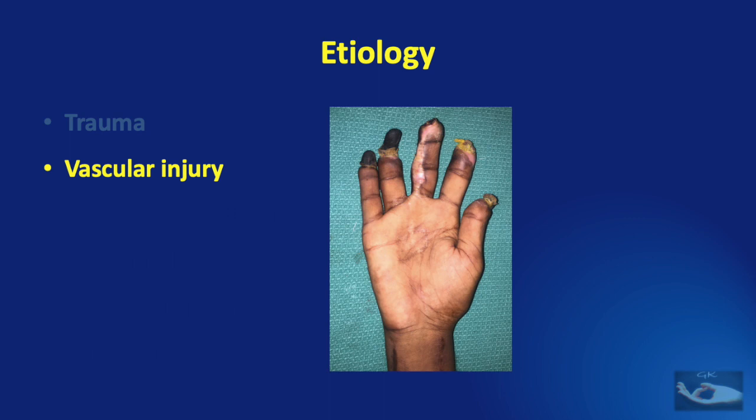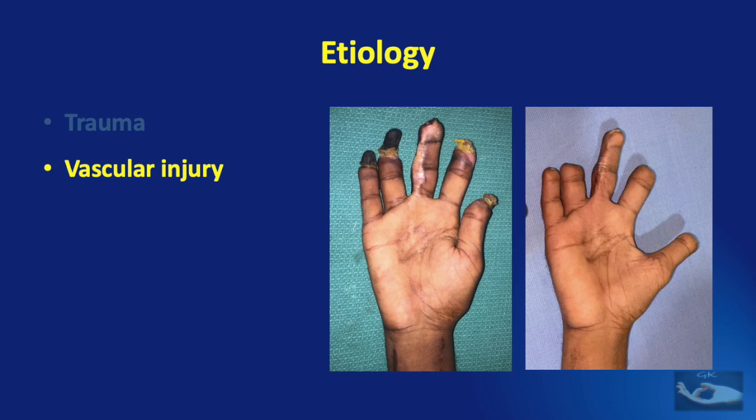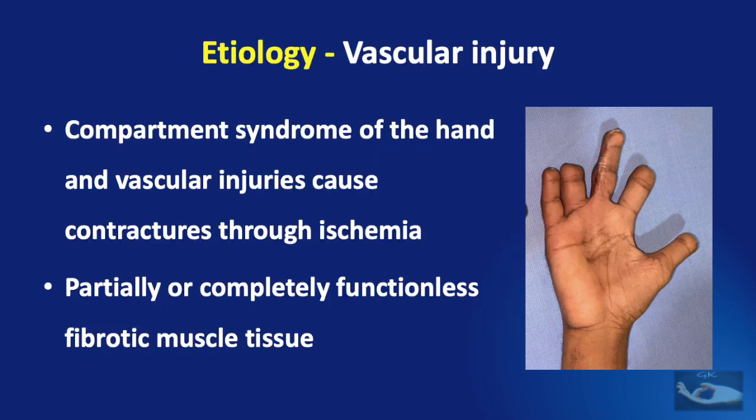Vascular injuries and vasospastic conditions may also cause intrinsic tightness and contractures, like in this patient who has already had a gangrene of the ring and little fingers and residual raw areas on the index, middle and thumb. In these patients, compartment syndrome of the hand and vascular injuries cause contractures through ischemia. Partially or completely functionless fibrotic muscle tissue will result, replacing the intrinsic muscles.